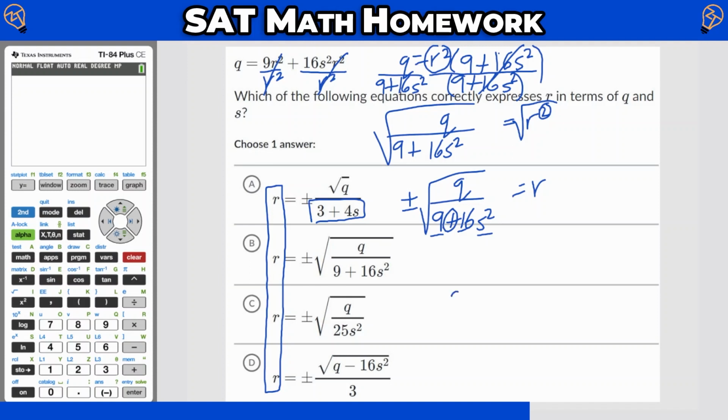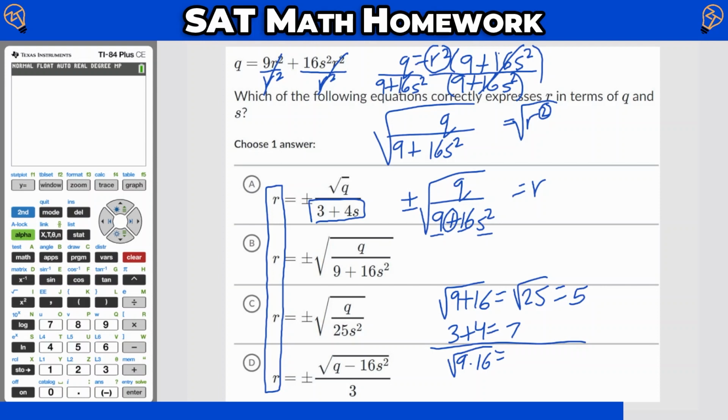So notice this. If I did 9 plus 16, we know that's equal to 25, the square root of which is 5. However, if you take the square root of 9, the square root of 16, you don't get the same thing as 5, right? However, if instead you had multiplication, that ends up being 144, the square root of which is 12. Well, the square root of 9 is 3, the square root of 16 is 4, that works out. So keep that in mind.